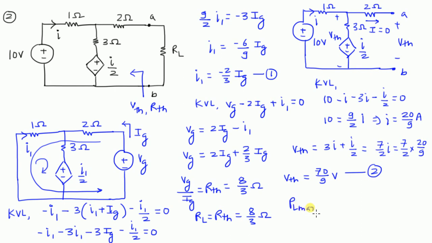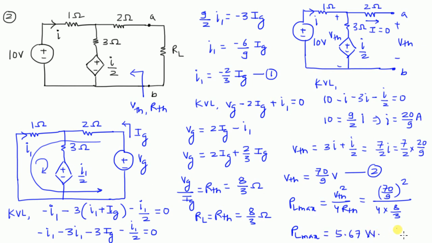And the maximum power absorbed by the load is VTH square over 4 RTH. So this is (70 by 9) square over 4 into 8 by 3, and this is equal to 5.67 watt. So this is how we apply maximum power transfer theorem on DC circuits.